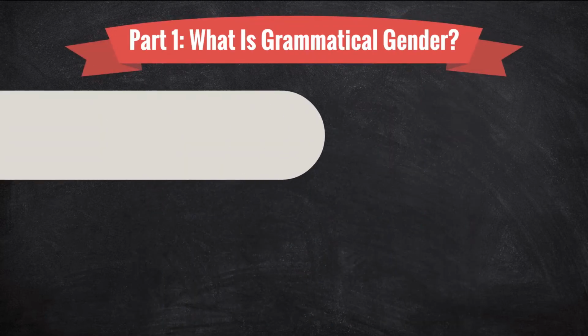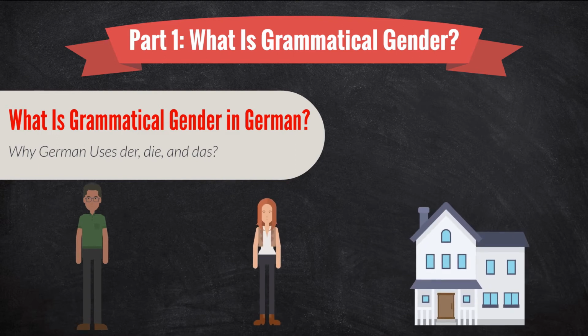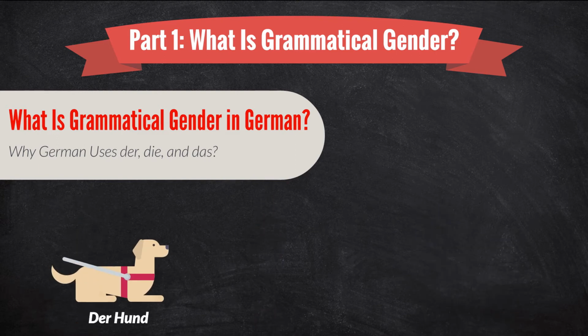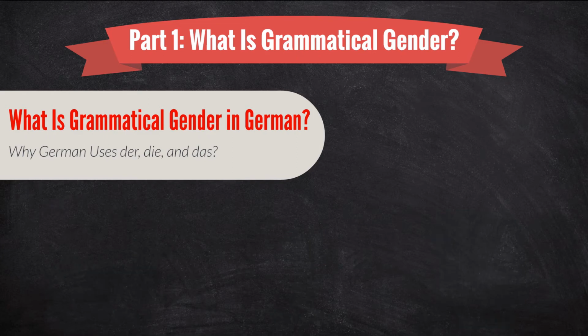Let us start with a very important question. What is grammatical gender in German? In English, we use the word the for everything. For example, we say the man, the woman, the house. But in German, there are three different words that mean the, and which one you use depends on the grammatical gender of the noun. Now in grammar, gender does not always mean male or female like in real life. It is just a system in the language to group nouns into three types.